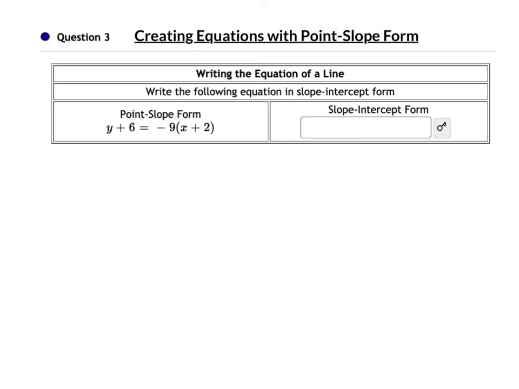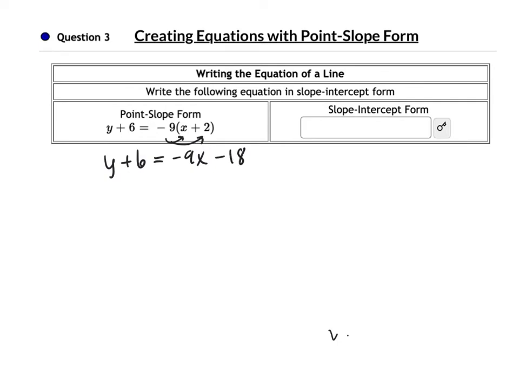Here are some questions from your assignment. First thing we need to do is practice solving for y so that we can use point-slope form. In this equation, again, there are 2 steps. I need to get y by itself. First, I need to distribute -9 through the parentheses. -9x, -9 times x, and -9 times 2 is -18.